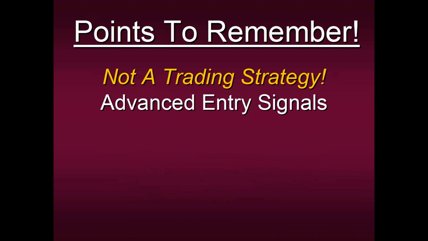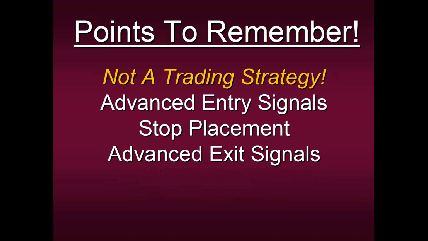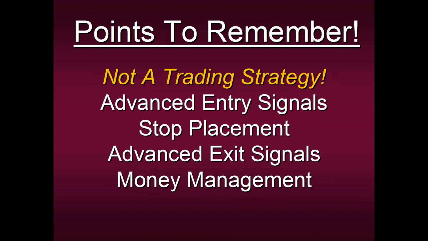In other words, they come with advanced entry signals, telling you exactly where to enter. They also come with stop placement, telling you where to get out if it happens to not work out, because not everything works out 100% of the time. A strategy will also come with advanced exit signals, telling you where to exit with a profit. And then lastly, if you're trading a strategy, you're going to have money management rules. You're going to know how many shares to trade, how many contracts to trade, if you want to track the trade with stop loss orders. This is all part of what makes up a strategy.